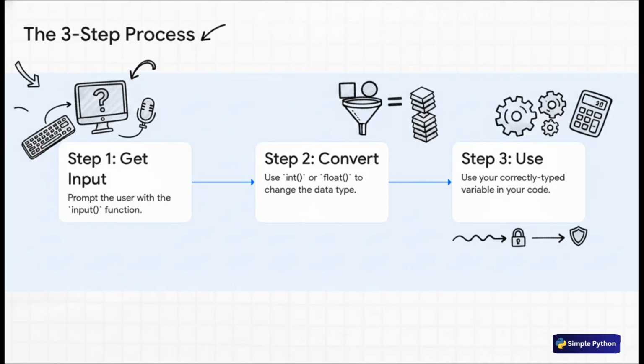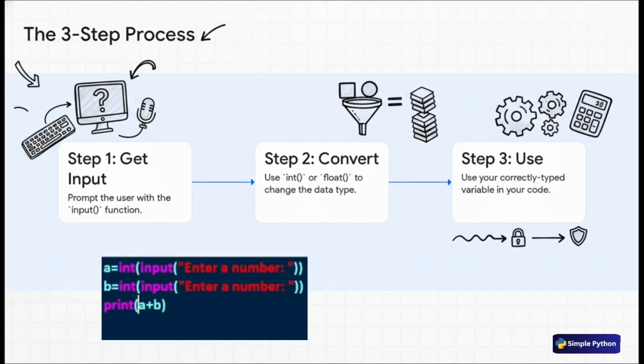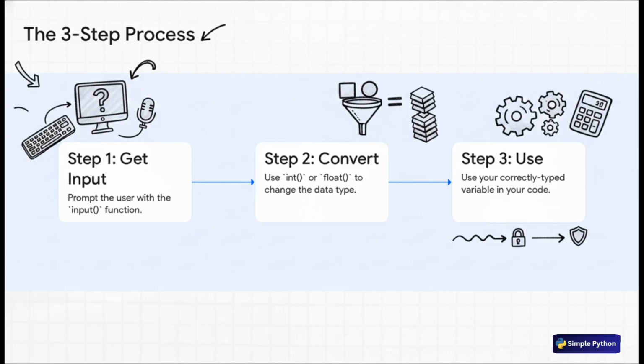So let's break it down into a super simple, foolproof process you can use every time. Step 1, you grab the data from the user with input. Step 2, you immediately convert it to the type you need, usually with int or float. And step 3, now you're good to go. You can use your variable in your code, confident that it's the right type.